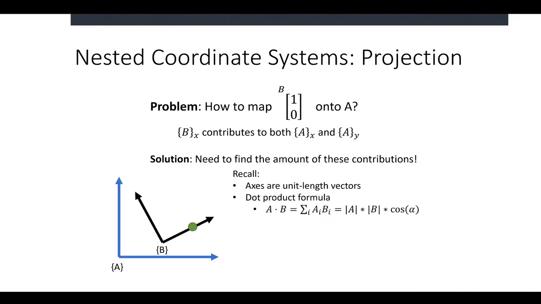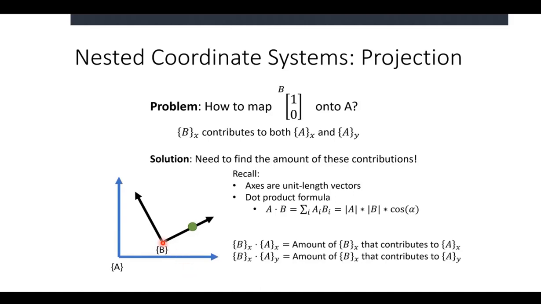We can also think of the dot product as a projection, like what amount of this vector is aligned with this other one. So if I dot product the x-axis of B with the x-axis of A, I'm going to figure out how much of that is contributing, like what percentage of this movement is going along this direction. Likewise, if I dot product this x-axis of B with this y-axis of A, then I'll see how much it contributes in that direction.